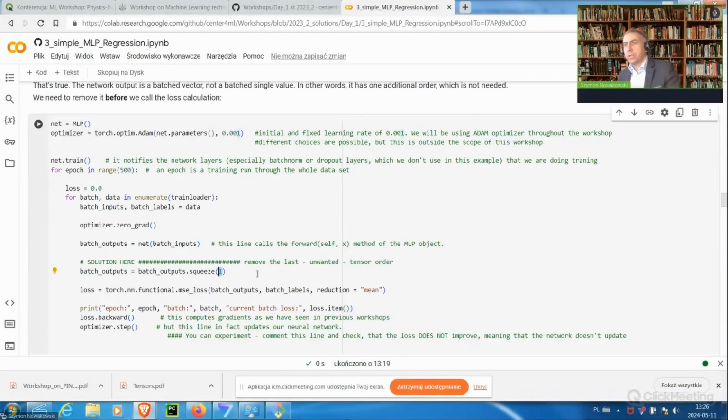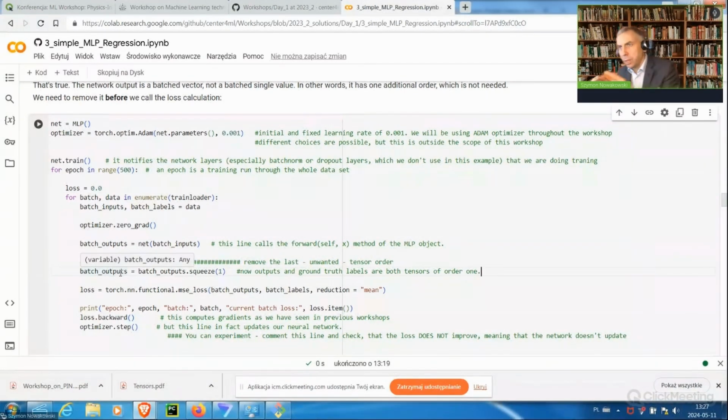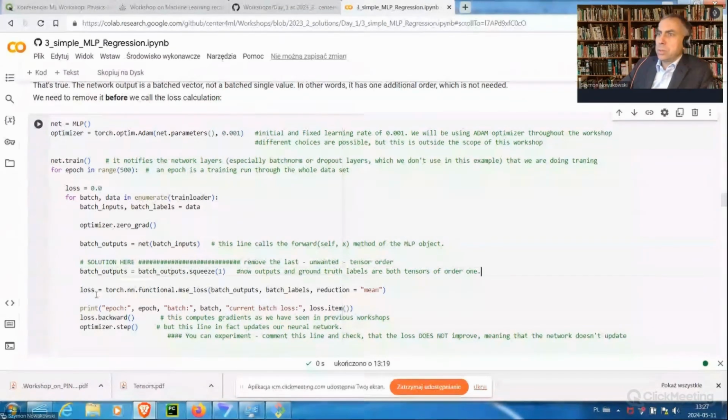And as a result, now the output and ground truth labels are both tensors of order 1, that is to say vectors. Before that, the outputs were matrices with only one column. Now, after that squeeze, they are both vectors. This is important because the loss got confused, giving us those warnings.